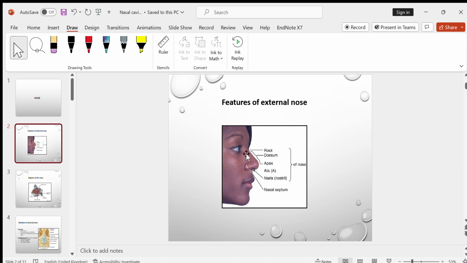Then, as we go down, this raised part of the nose is called the dorsum or the bridge of the nose. And then this pointed part is the apex of the nose. These two parts on either side are called the ala of the nose, and this part in the center is called the nasal septum. The openings of the nose on the outside are called the nares or the nostrils.